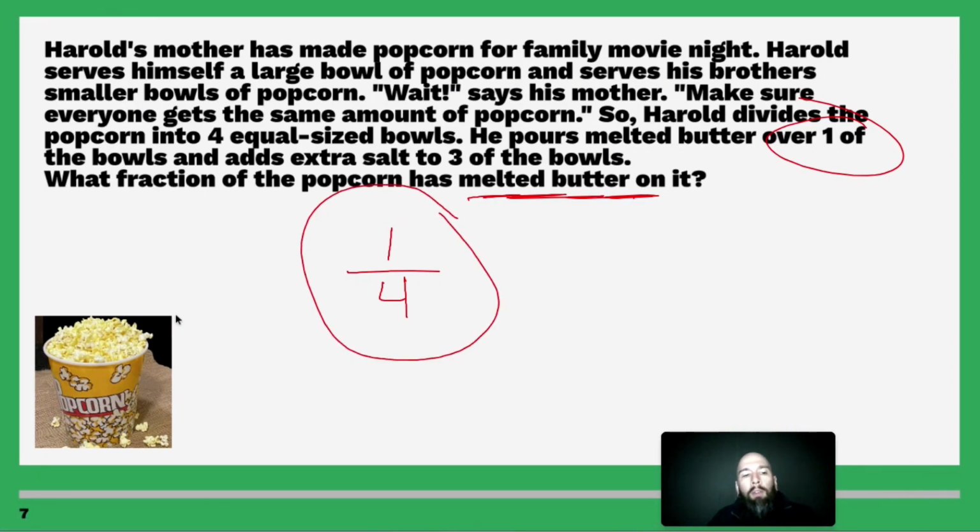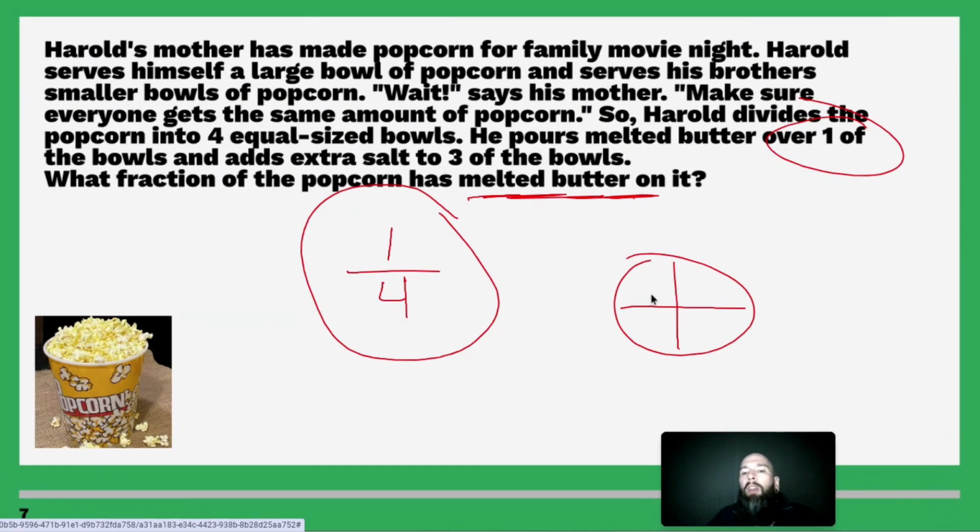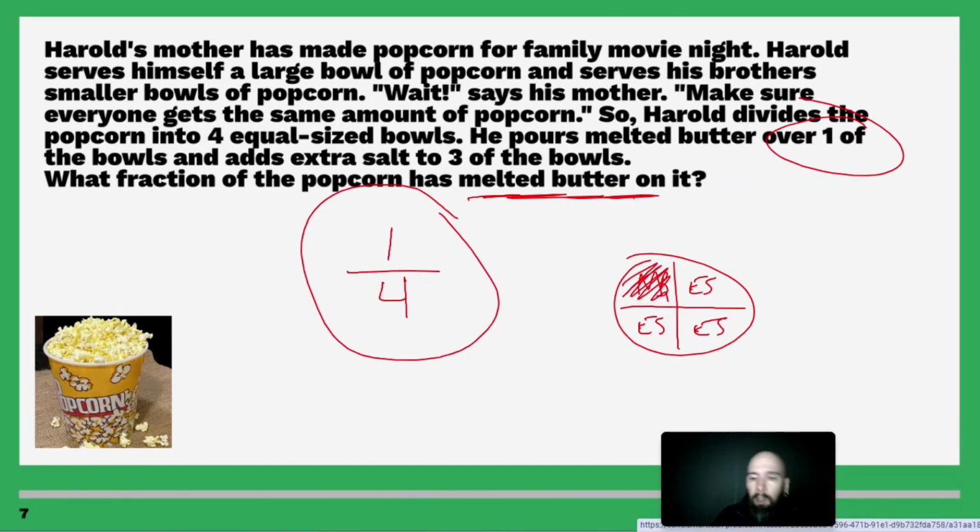So again, if you're looking for bowls of popcorn, and we split it up into 4 parts, right? So let me just draw a diagram just for funsies. One of them has melted butter and the other ones have extra salt. So MB for melted butter, extra salt, extra salt. There's a total of 1, 2, 3, 4. Melted butter is what we want. 1 out of 4 is what we get. Okay? So a lot of words. That's kind of the pain with some of these problems. You're just dealing with a lot of words.